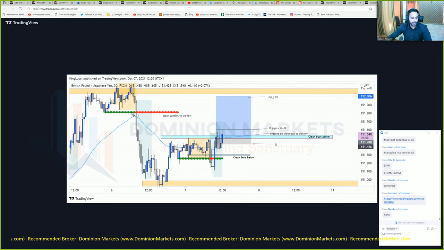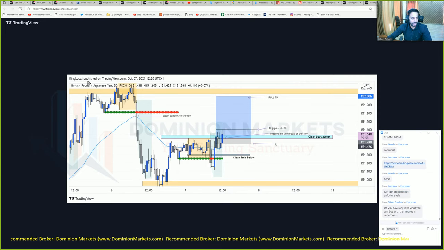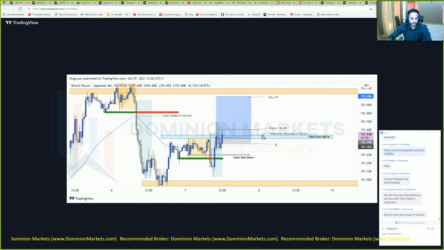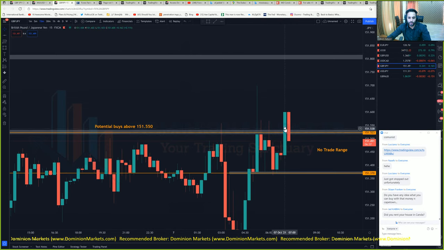All right, clean candles to the left-hand side. Clean candles here. This is pound yen, King Lucci. Entered on the stop loss at break even. Clean buys above here. It's 10 pips stop loss, full TP. Entered on the break of the low. There was no entry here on pound yen. We were waiting for the candle to close. Candle closed with no wick on the top.